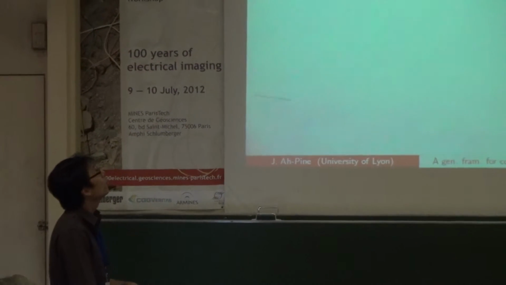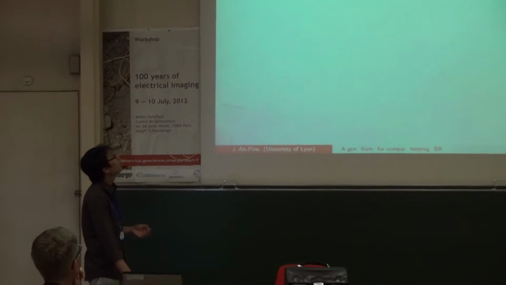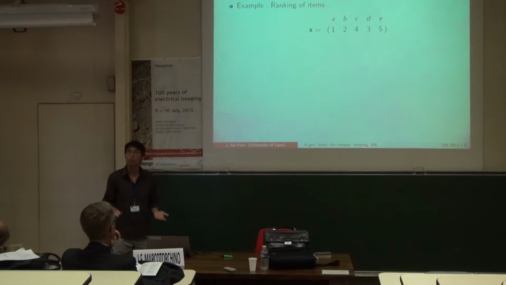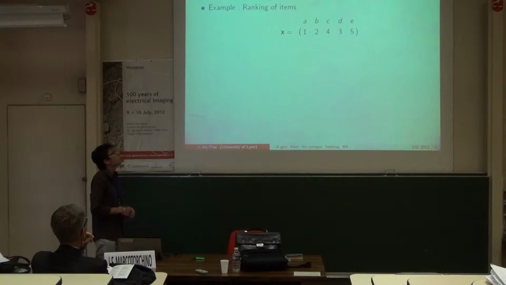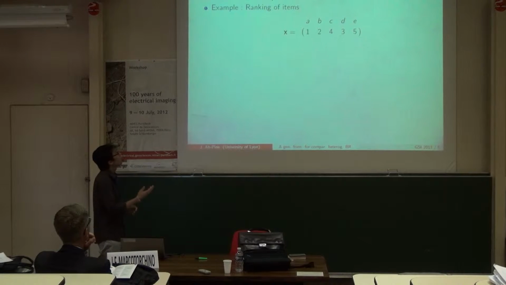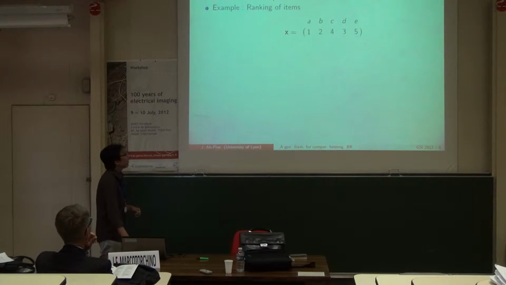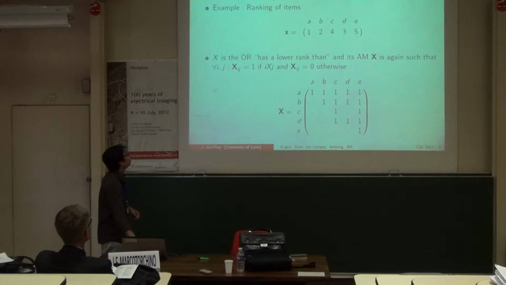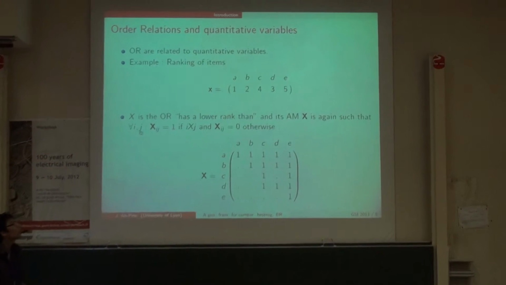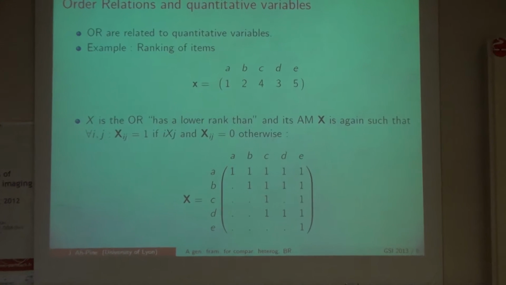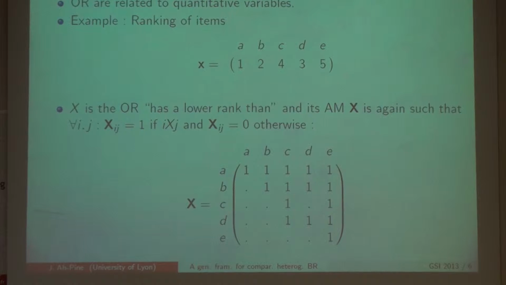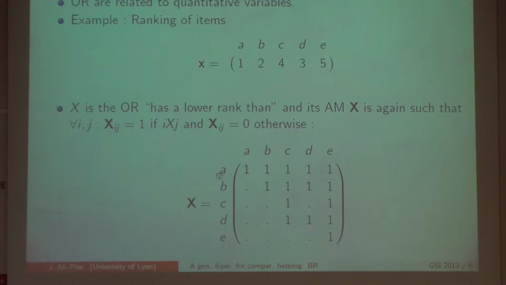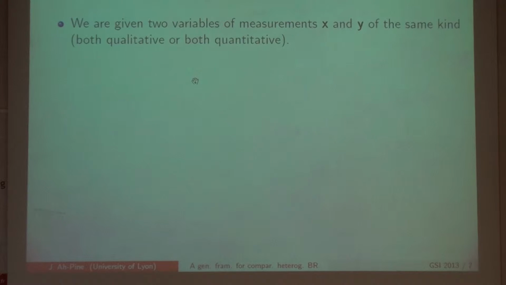For order relations, there is a second example. They are related to quantitative variables. Here x represents the ranking of items. A, for example, is ranked first, and we have the same definition here to go from the small x, a variable of measurement, to the adjacency matrix. Here is the adjacency matrix related to this quantitative variable.